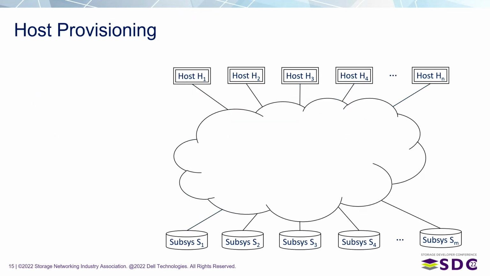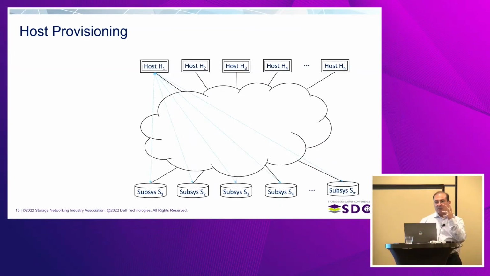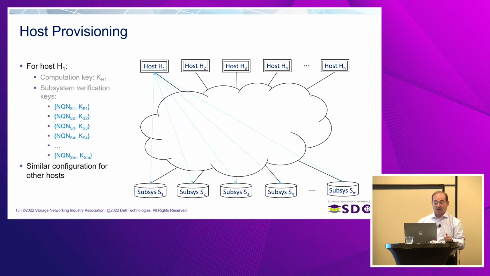Conversely, if I'm looking at the host side, the protocol is symmetric, so you can immediately see what we are expecting to happen here. Suppose host H1 wants to authenticate the M subsystems. Again, I will need my own computation key, KH1, to compute my own responses to the challenges that a subsystem is sending to me. But for each subsystem, I will need the subsystem verification key. For NQN S1, this is the key to verify the subsystem S1. For NQN S2, this is the key, KS2, to verify the subsystem S2.